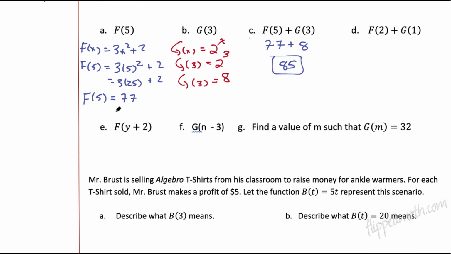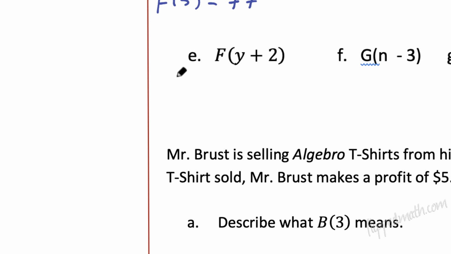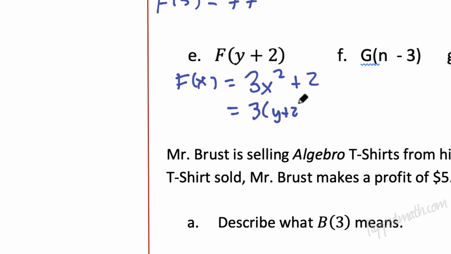E, f of y plus 2. So let's write out f of x equals 3x squared plus 2. So this one's a little tricky. You have to plug in y plus 2 to x. I know, right? So 3, instead of x, I'm plugging in a y plus 2 squared plus 2. Is that crazy or what?